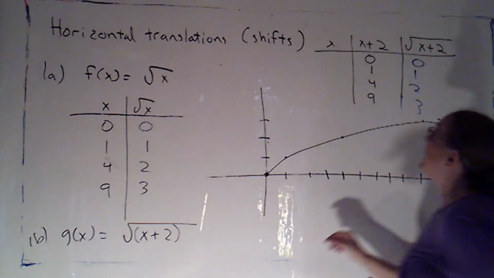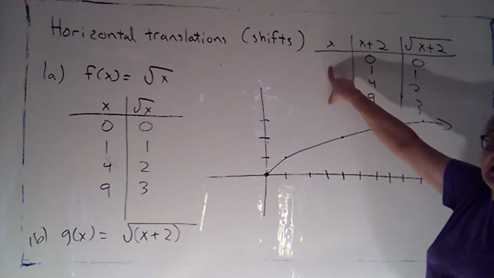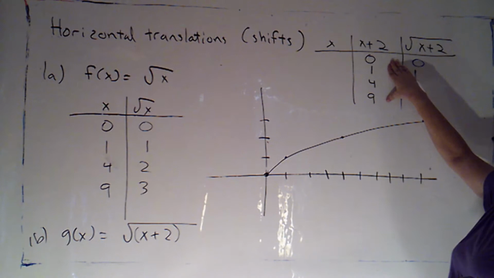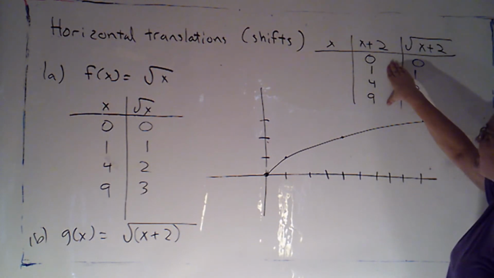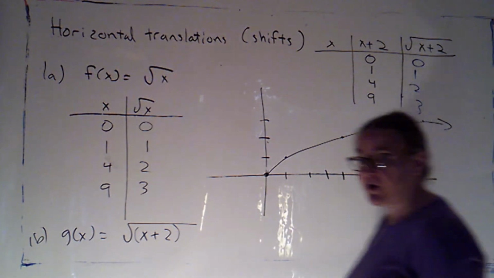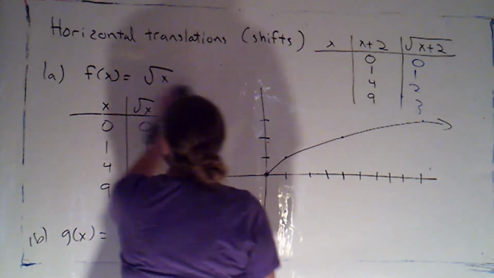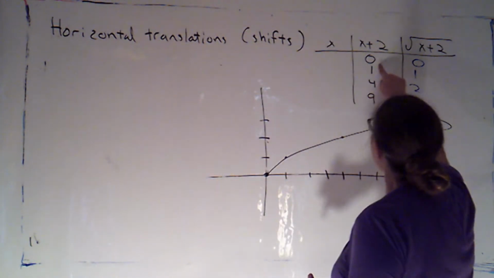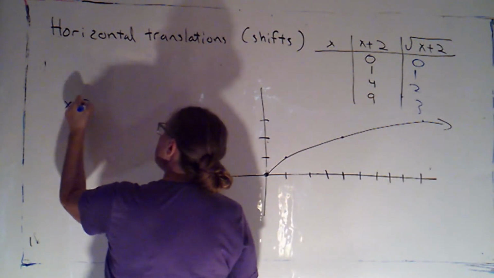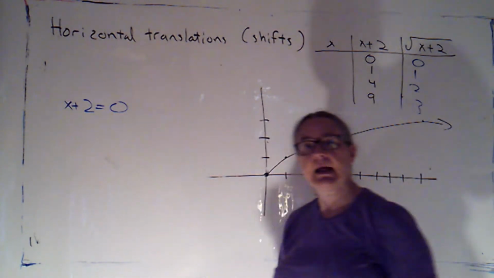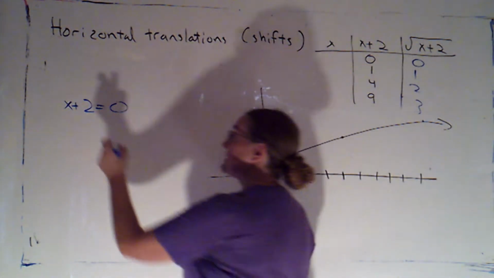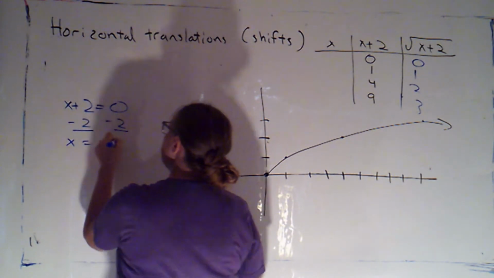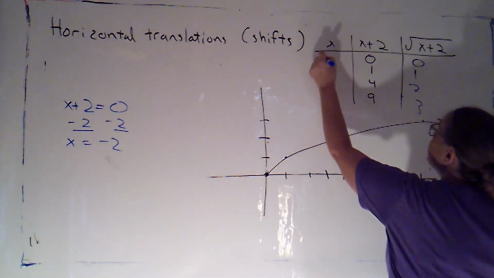Now what I need to do is figure out what x needs to be in order to make x plus 2 be these nice numbers. That involves just doing a little bit of algebra. If x plus 2 is equal to 0, let's solve that for x. I would subtract 2 from both sides, and x would be negative 2.